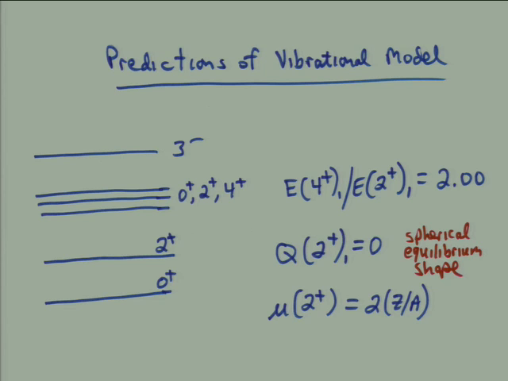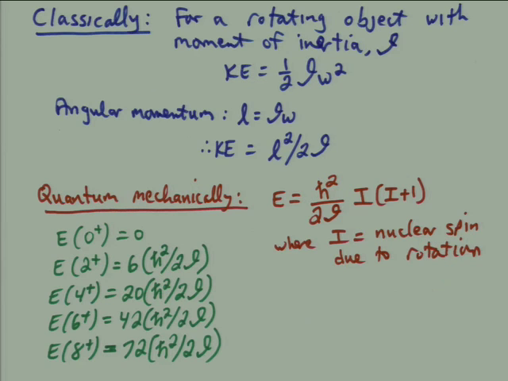And then the other kind of vibrational phonon that's possible is what's called an octupole phonon, and it carries 3 units of angular momentum and negative parity, and it may or may not be a 3- state somewhere around the 0, 2, 4 triplet. But this is qualitatively the kind of energy spectrum we'd like you to be able to identify as a vibrational one.